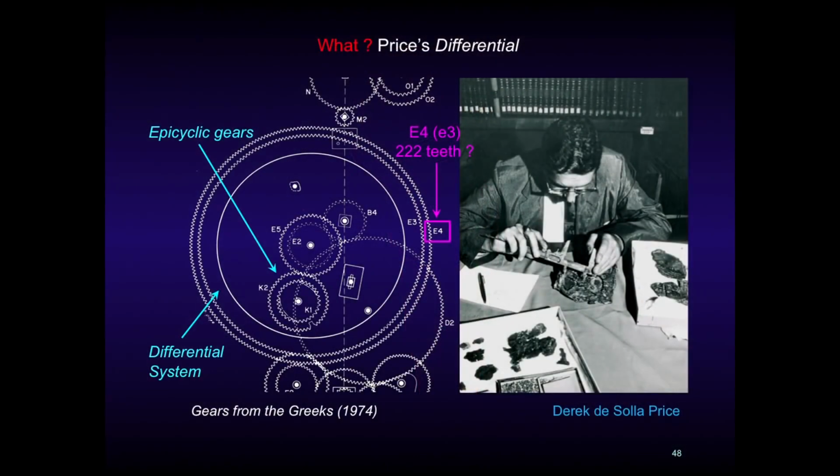And one thing Price noticed in the system is a large gear there, E4. We call it somewhat confusingly lowercase e3 for very good reasons I won't go into. The Krakos family estimated 222 teeth for this gear, and Price wrote that you might think that this had something to do with the 223 lunar months of the Saros cycle, but in this context it can have no such meaning. The reason was that this large gear pair, E3, E4, went round much too fast for it to have that sort of astronomical meaning. So he discarded the idea.